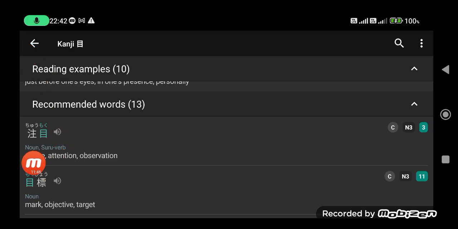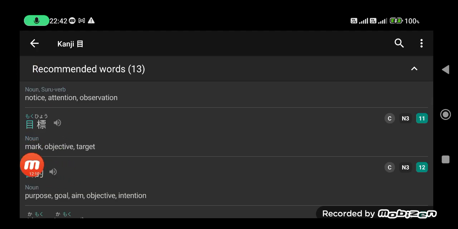And this is also a very common vocabulary. Chumoku. Chumoku means getting the notice or attention of everyone, or being noticed by everyone. A magnet of attention or notice for everyone. Chumoku.